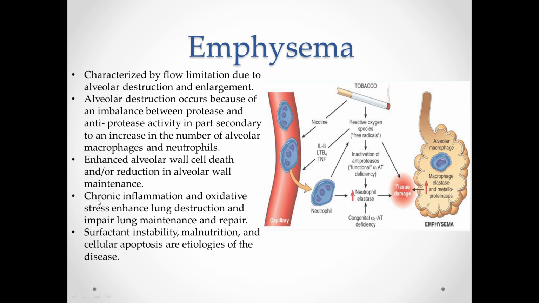There's also a higher level of chronic inflammation and oxidative stress, and those tend to enhance lung destruction and impair the lung maintenance and repair mechanisms that are at play. So, again, chronic inflammation could be because of macrophage activity. It could also be because your innate immune system is secreting inflammatory cytokines, and those inflammatory cytokines then break down this relationship between antiprotease and protease activity, such that there's enhanced protease activity and a little bit more alveolar destruction.